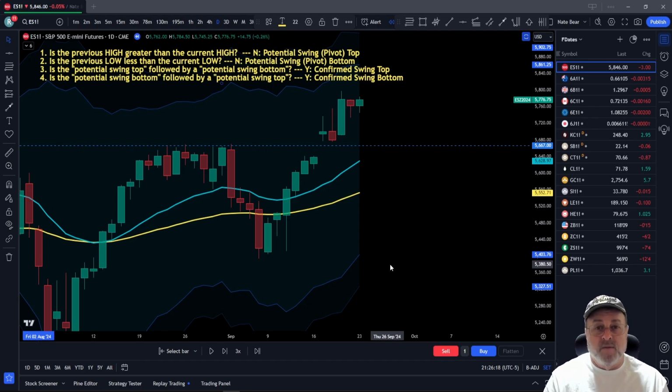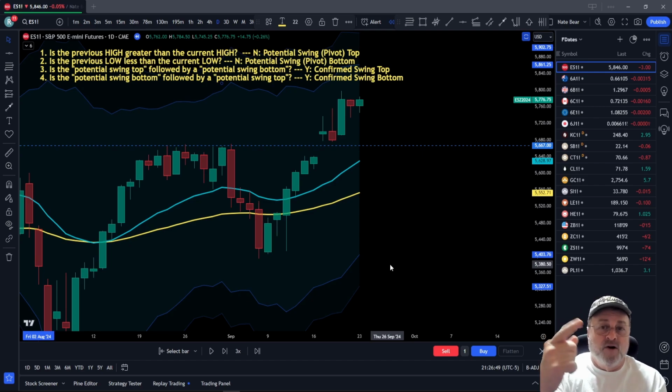And a potential swing bottom price bar is simply a price bar that has the potential to become a confirmed swing bottom depending on what happens later. And those are items 3 and 4 that you see here. I've written 4 questions that you'll want to ask yourself for each price bar in order to identify potential swing tops and potential swing bottoms and confirmed swing tops and confirmed swing bottoms.